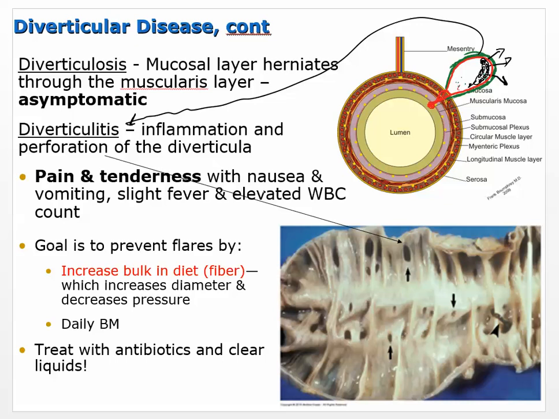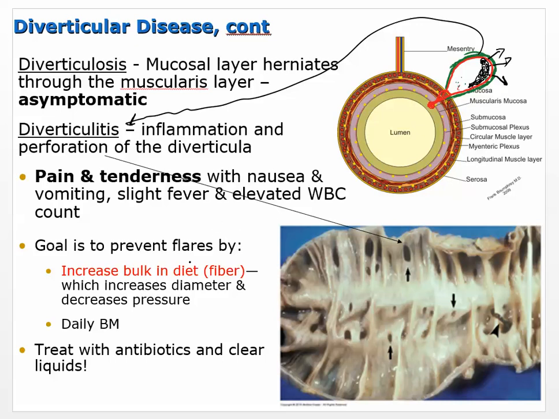In that case, it's not asymptomatic, which is a double negative. It is symptomatic. So pain and tenderness with nausea, vomiting, slight fever, especially because we're talking about bacteria. If it becomes systemic, elevated white blood cell count will be associated with this too.